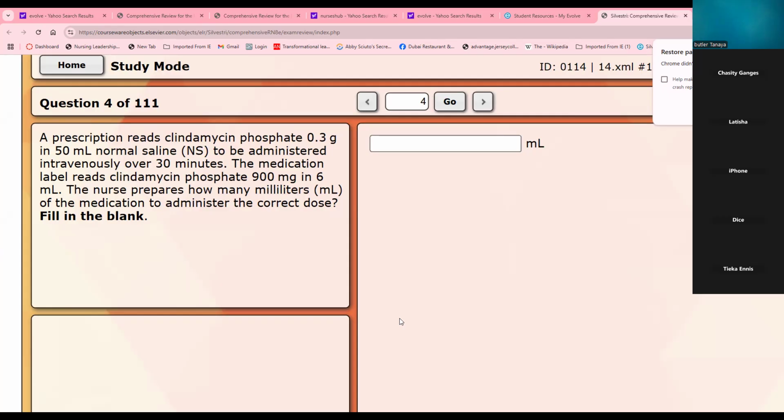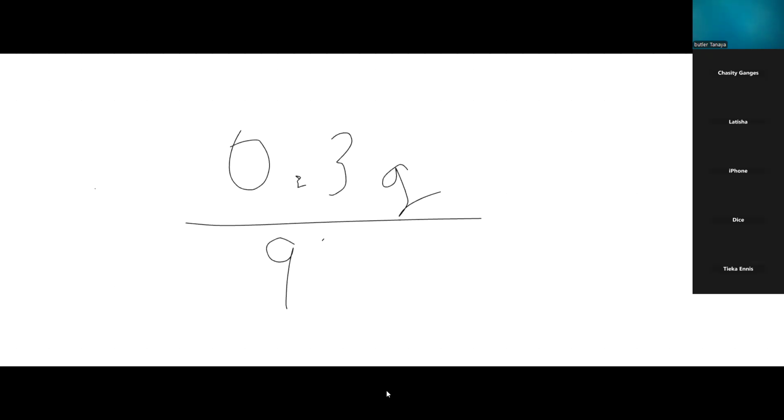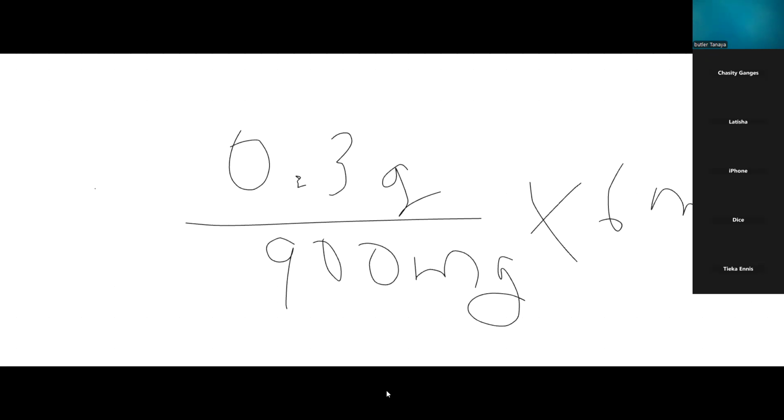Nothing else in there matters because this is a dosing question. 900 per 6. So we have 0.3 grams over 900 milligrams times 6 mLs. For me, I'm going to convert 1, 2, 3. That should give me 300 milligrams, or I can multiply it by 1,000. I don't care how you do it. Was everybody able to get 300 milligrams there?